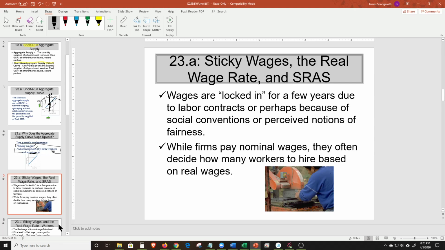But here we go. Wages are locked in for a few years due to labor contracts, or perhaps because of social conventions or perceived notions of fairness.